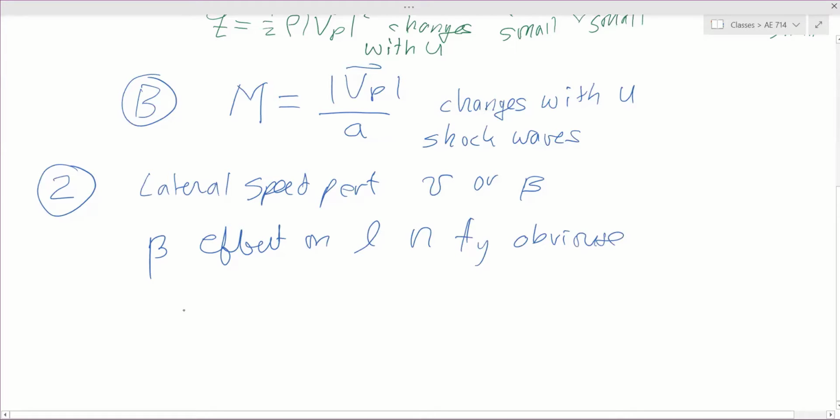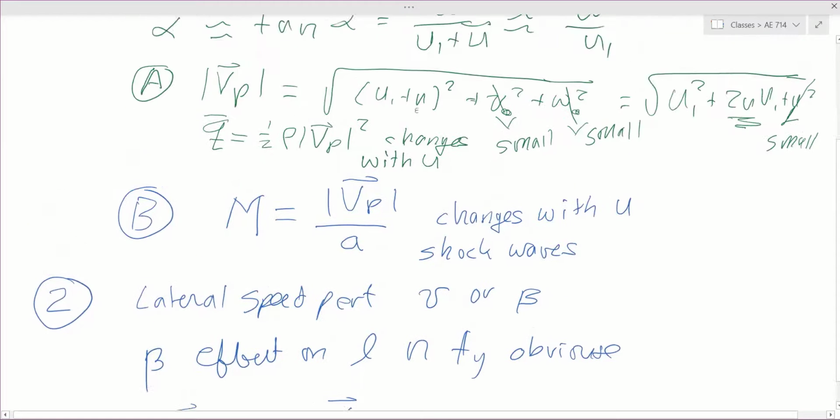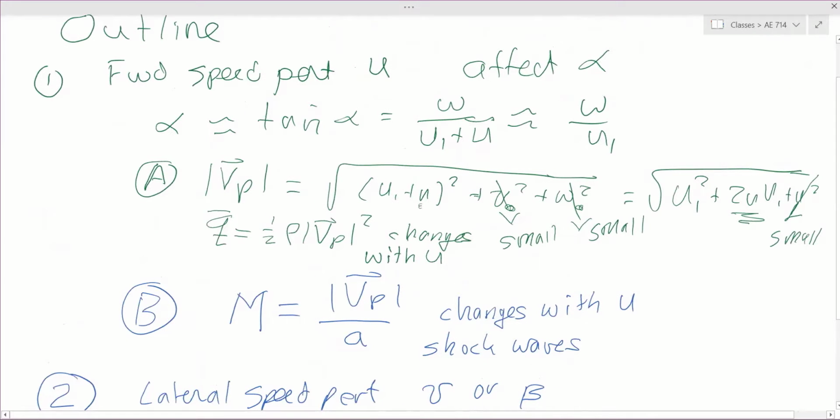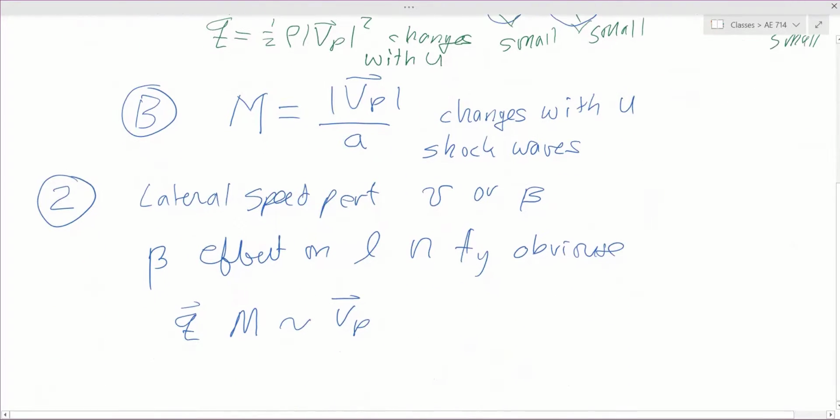But how about the dynamic pressure or the Mach number, which are all related to V sub P? So to answer that question, we scroll back up and we look at our velocity here, and we see that when we square those small disturbances, either v or w, it's not going to change the dynamic pressure much. And it's not going to change the Mach number. So really, it's just this effect that we look at.